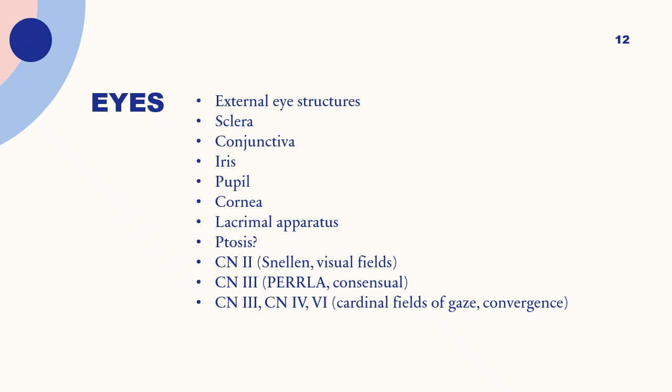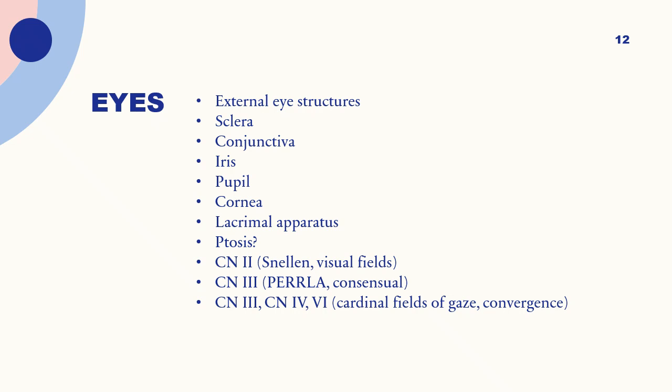Eyes. For the eyes, inspect the external eye structures like lashes, eyelids, and eyebrows. Inspect the sclera, conjunctiva, iris, pupil, cornea, lacrimal apparatus, and observe for ptosis. Test cranial nerve 2, the optic nerve, using the Snellen chart and visual fields.